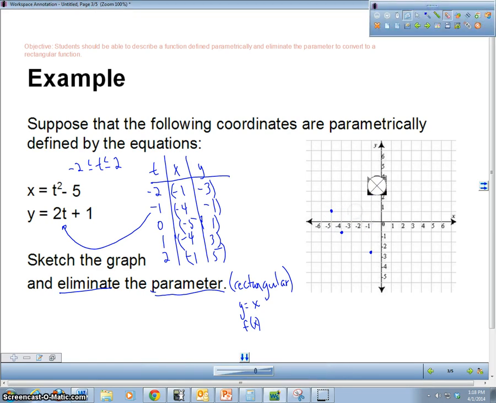Sorry about the little smudge here. Negative 4, positive 3, and negative 1, positive 5. Wow, that's an interesting graph. This may look familiar here.